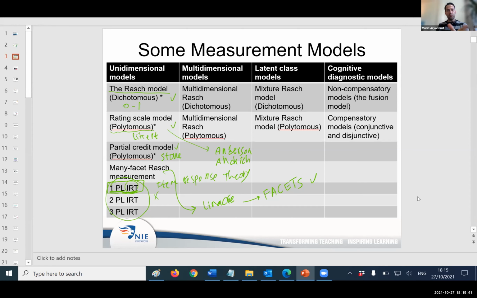I'm not going to go through the rest of those models because they fall outside the scope of this presentation. But if you're interested in learning about them, I have some papers published on these. You can go through my NIE profile and read them if you're interested.